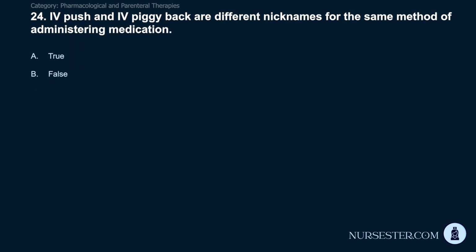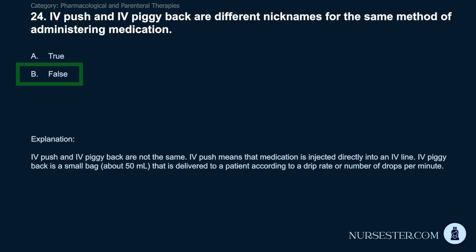24. IV push and IV piggyback are different nicknames for the same method of administering medication. A. True. B. False. Correct answer, B. False. IV push and IV piggyback are not the same. IV push means that medication is injected directly into an IV line. IV piggyback is a small bag, about 50 milliliters, that is delivered to a patient according to a drip rate, or number of drops per minute.